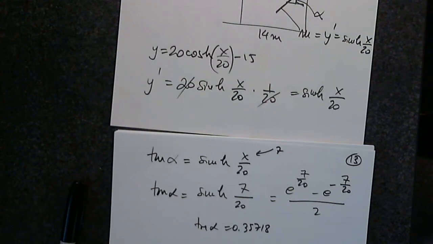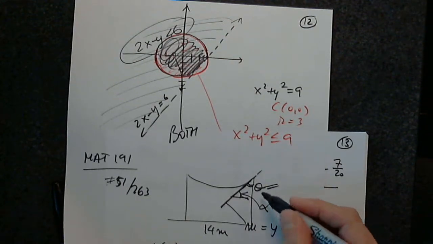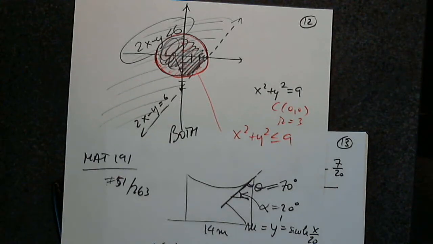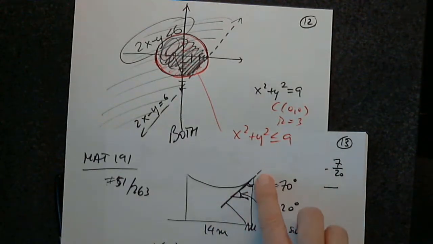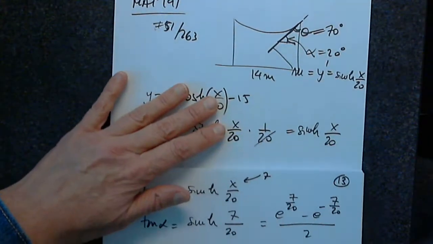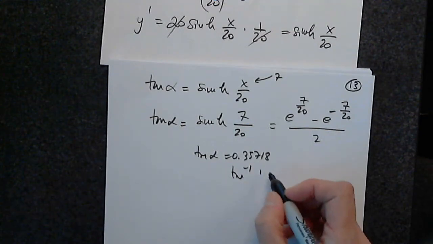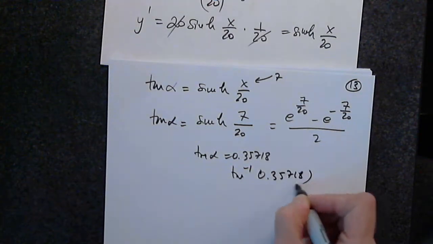Why is it arctangent? Because I have tangent alpha and I want to determine alpha, right? I have to apply arctangent to both sides. So then I have tangent inverse of 0.357189, that's good enough, and that will change it into degrees. So if this angle alpha is approximately 20 degrees, our theta must be roughly 70 degrees. Yes, because the slope does not give us that. The slope gives us this angle. So we determined alpha to be 20 degrees, and then the other angle is a complementary angle. It has to be subtracted from 90. So here, tangent inverse of 0.35718 equals roughly 20 degrees.